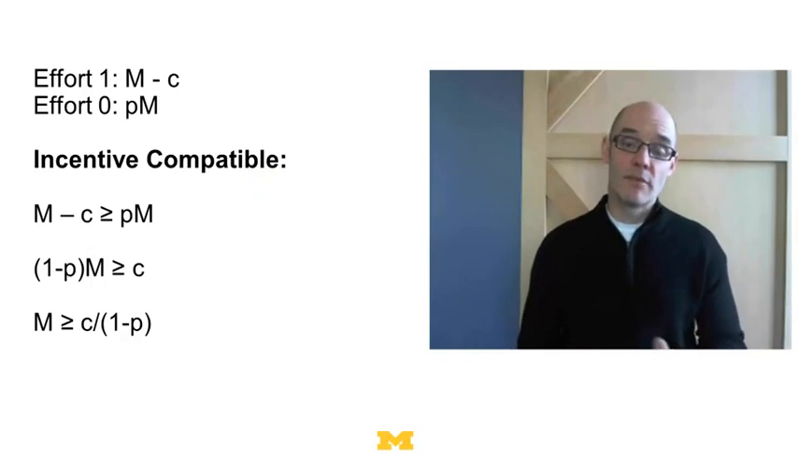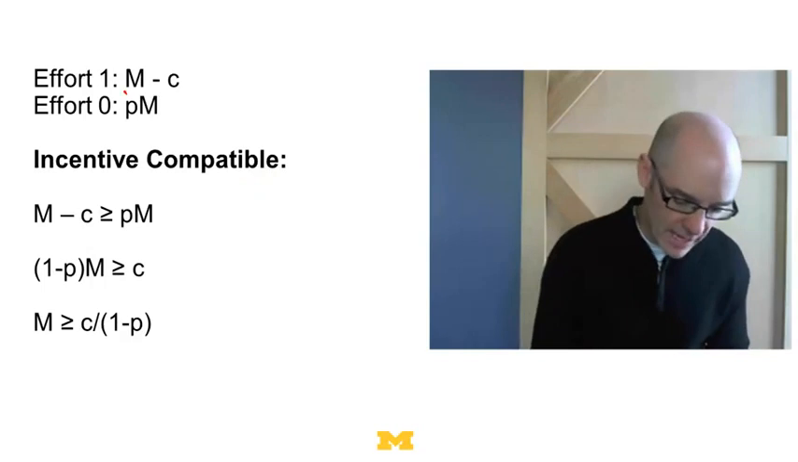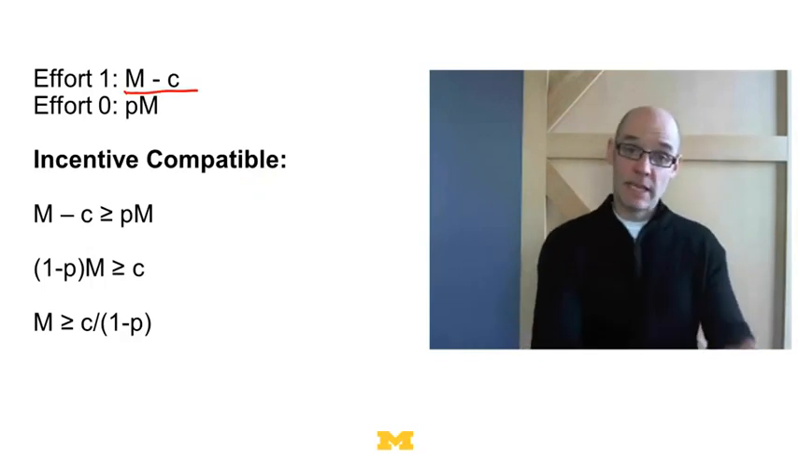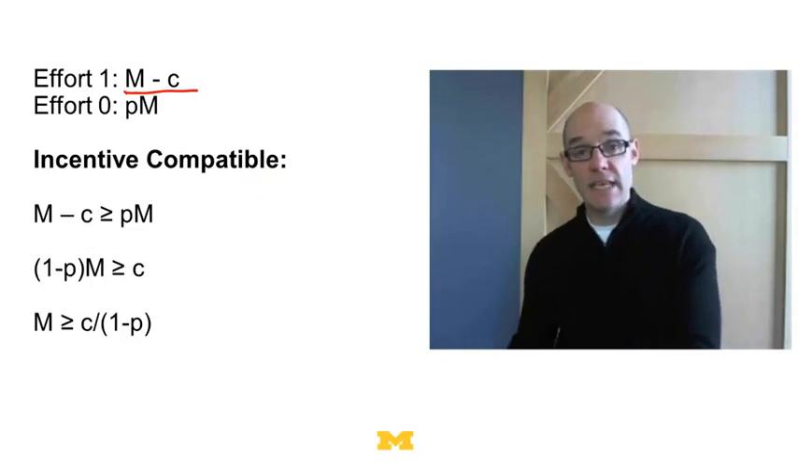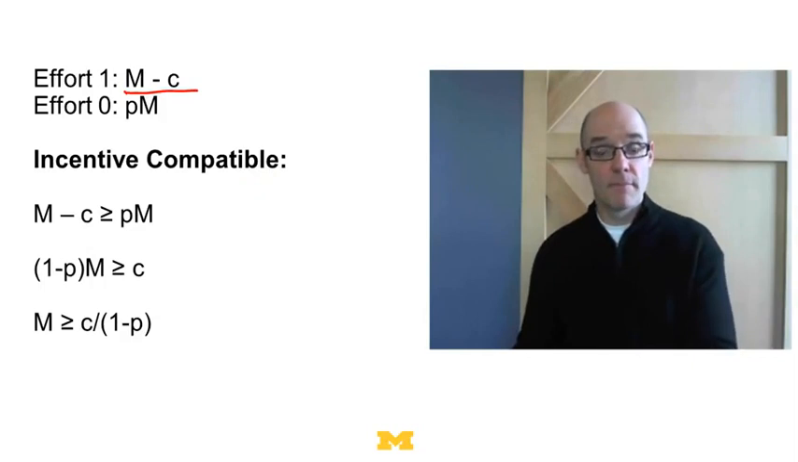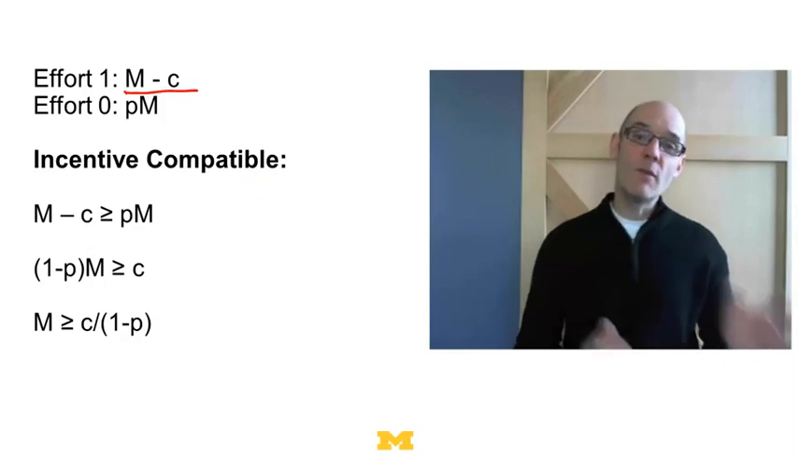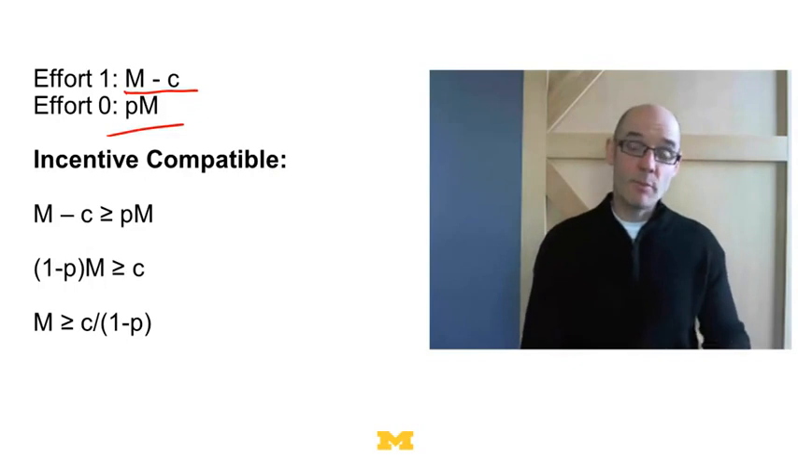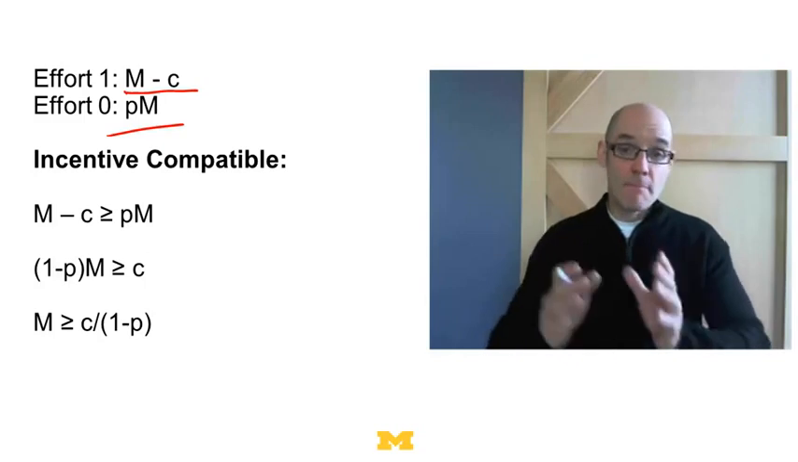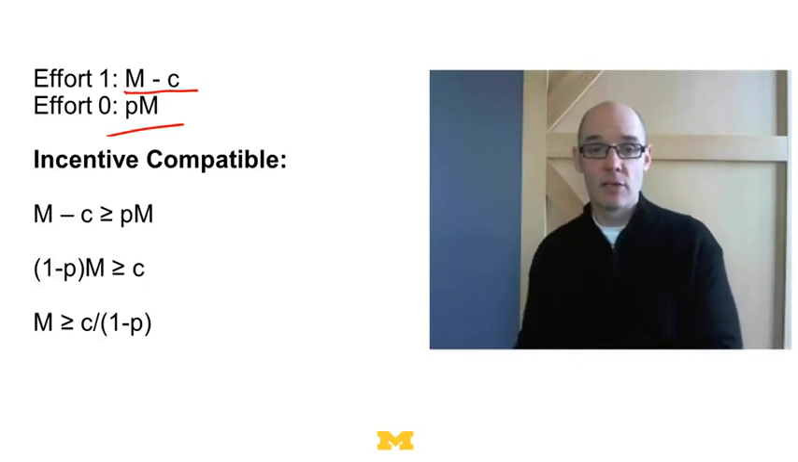What's their payoff if they put forward the effort? Well, it's M, because they're going to get the money M because the outcome is going to be good for sure. But then it's going to be minus C because they're going to pay the cost C. What's their payout if they don't put forward the effort? Well, it's going to be P times M, because with probability P, they're actually still going to get a good outcome. And so they're going to get P times M, which is the payoff for getting a good outcome.